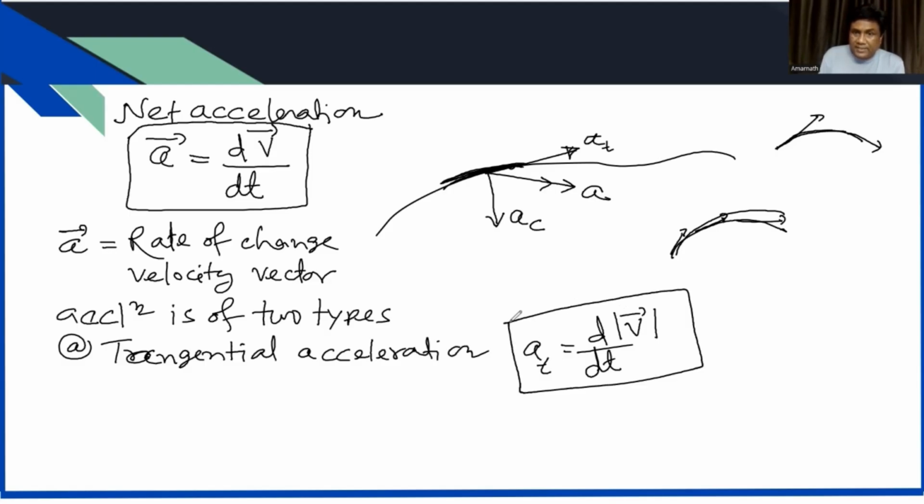See, this is AT. It is nothing but d/dt of the modulus of velocity. But here the modulus is not there, so that is the net acceleration. If you differentiate only the magnitude, then it is called tangential acceleration. Tangential acceleration is also a vector quantity. All accelerations are vector quantities. Its direction will be tangentially forward if speed increases, or tangentially backward if speed decreases.